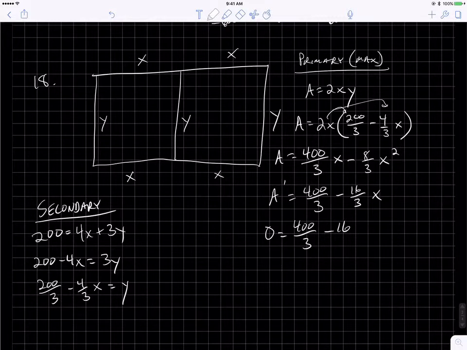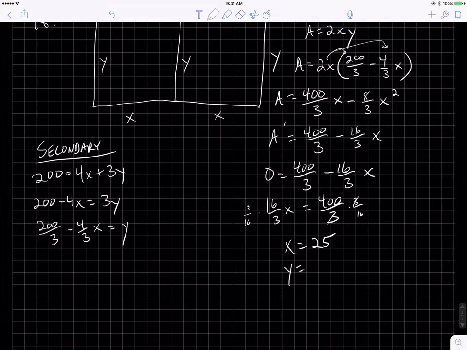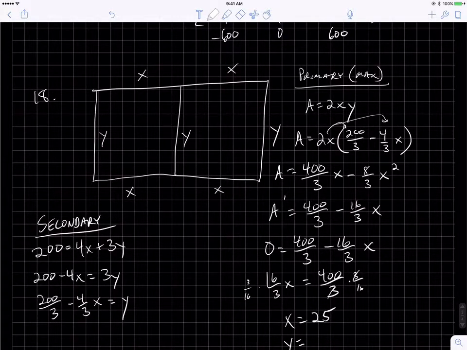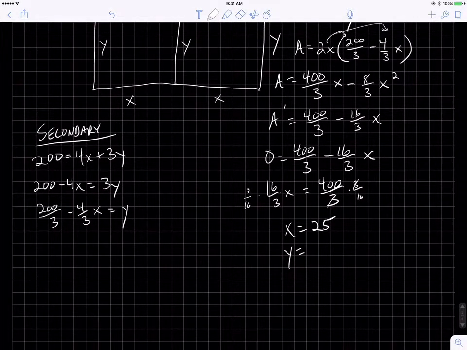This one's a linear equation, so I solve for x. I add 16/3 x to both sides. Then I multiply both sides by 3/16, and I get x equals 25. And then they want the other dimension that provides a maximum area, so I plug the 25 in to my secondary equation over here. So I'm plugging in 25, I get 100, so 200 thirds minus 100 thirds, 100 thirds.